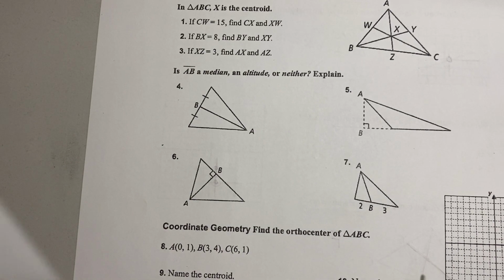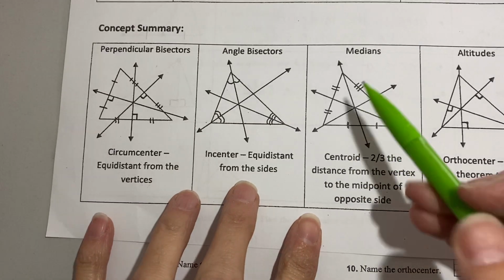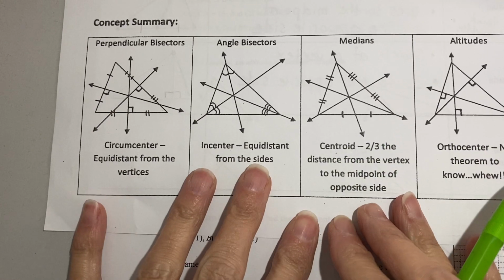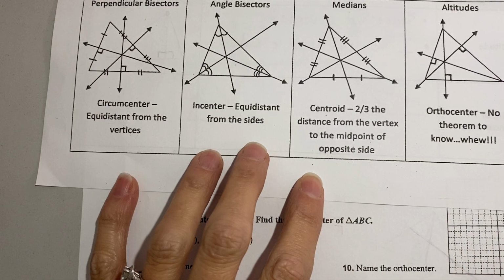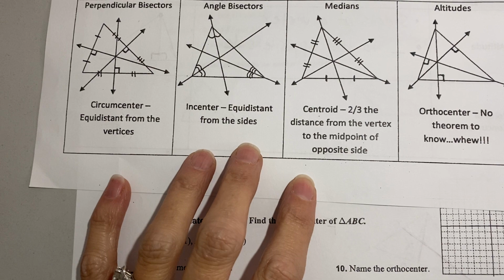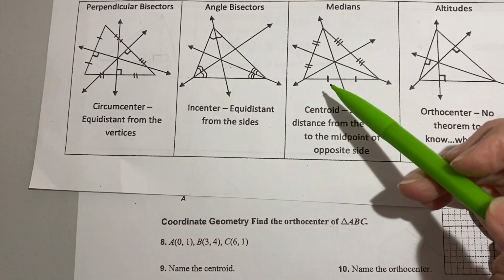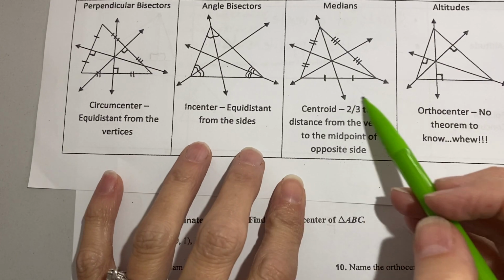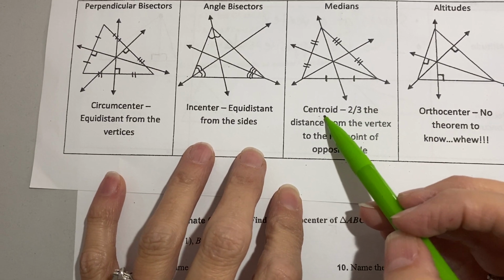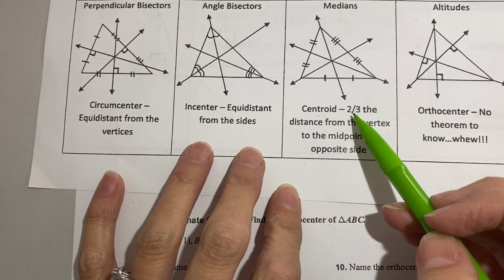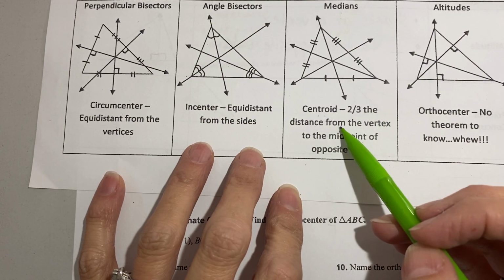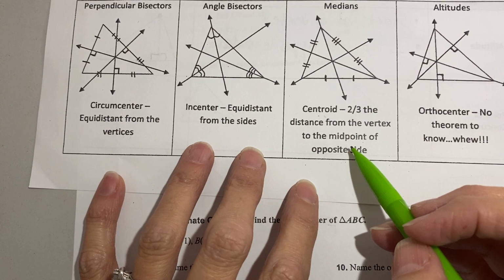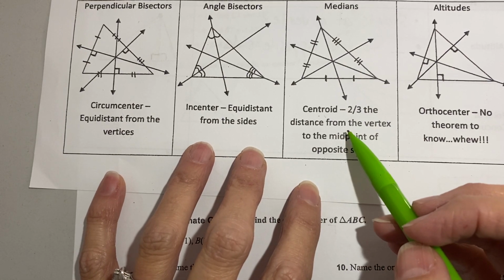So let's just look at the rule real quick before we do this. The medians cross at the centroid, and if you remember yesterday, the centroid is that balancing point of the triangle. So it's the point where you could put your finger there and it would balance. Medians cross at the centroid, and here's where the math is going to come in. The centroid is located 2/3 of the distance from the vertex to the midpoint of the opposite side. It's 2/3 of the way.